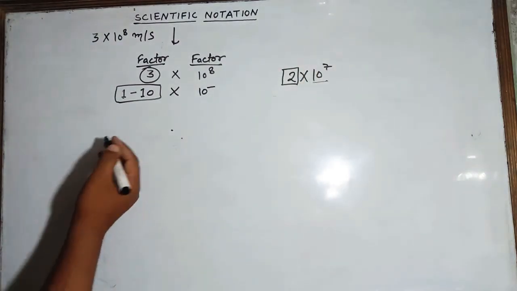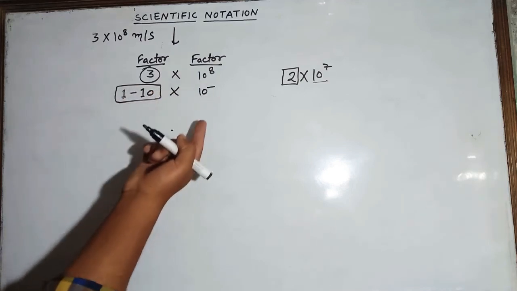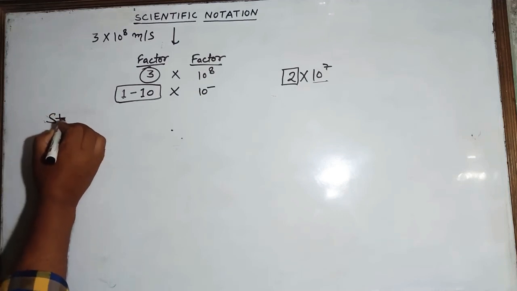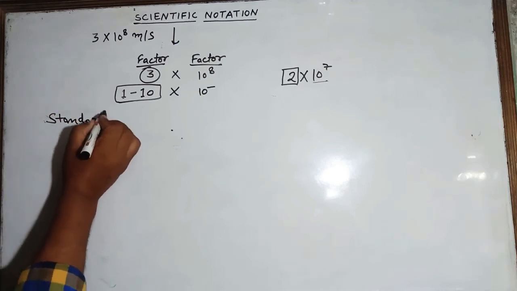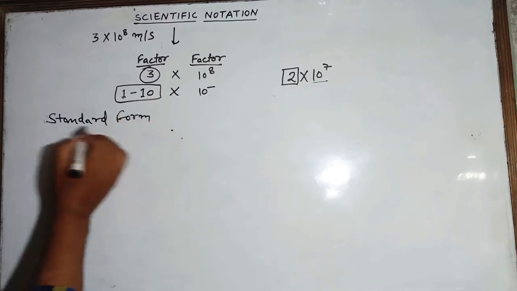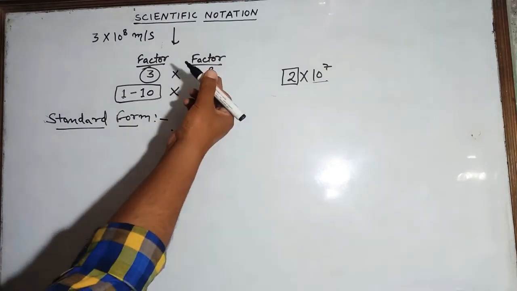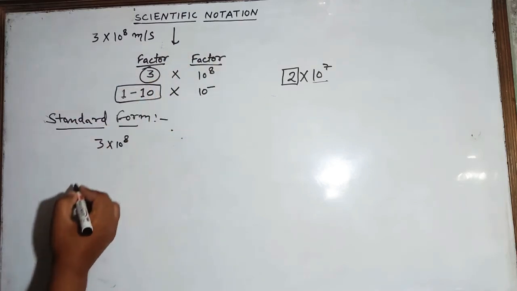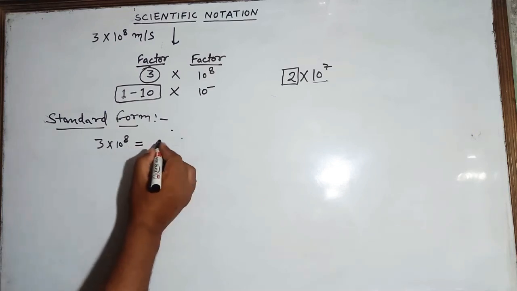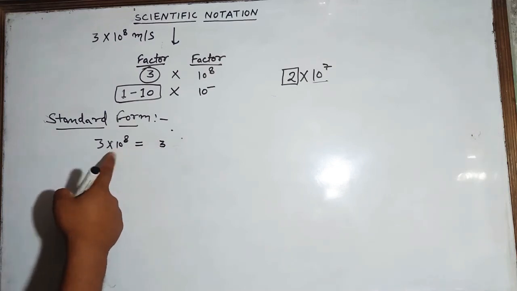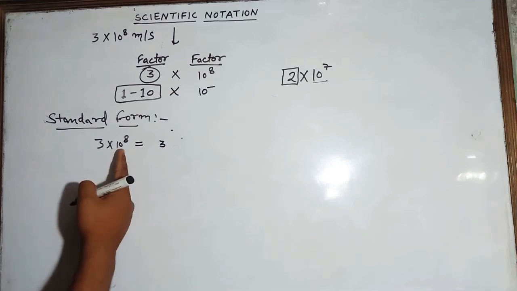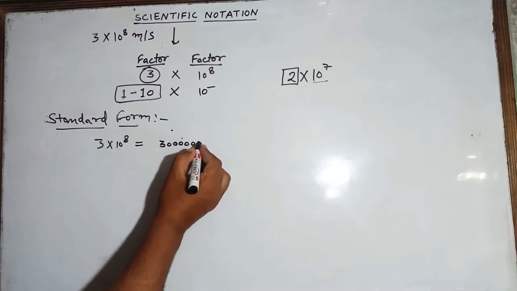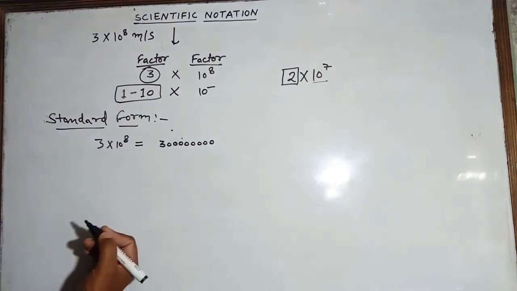Second is the standard form. This we have written in scientific notation. So what will be the standard form? In standard form, we will open this, whatever the power is. Like 3 into 10 to the power 8. We have to write it in standard form, so we will multiply 3 by 10, 8 times. So how many zeros will be there? 8 zeros after 3: 1, 2, 3, 4, 5, 6, 7, 8. Like this we can write.